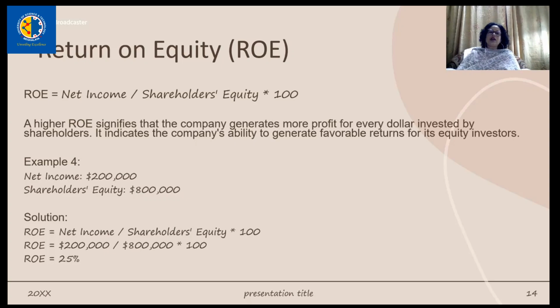Example, net income is given as 2 lakh, shareholders equity is given as 8 lakh. So return on equity is net income by shareholders equity into 100. So 2 lakh divided by 8 lakh into 100, that is 25%. Isn't it easy?